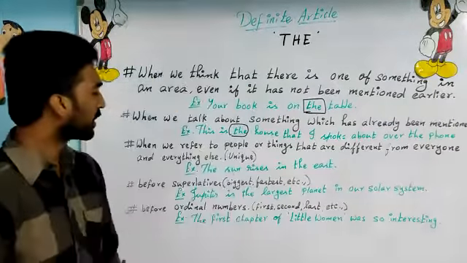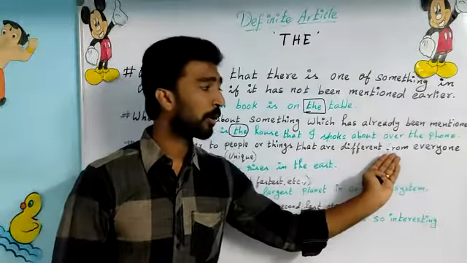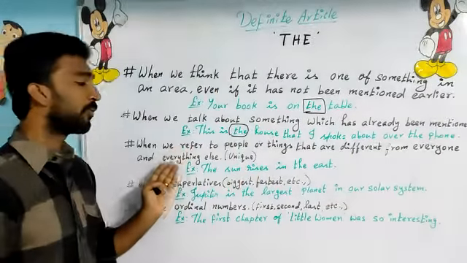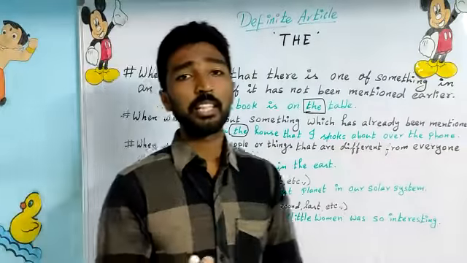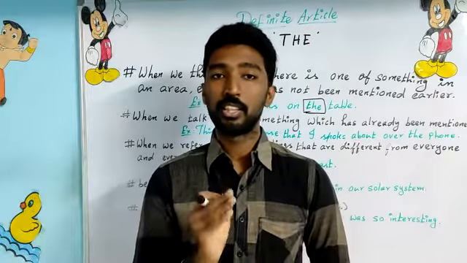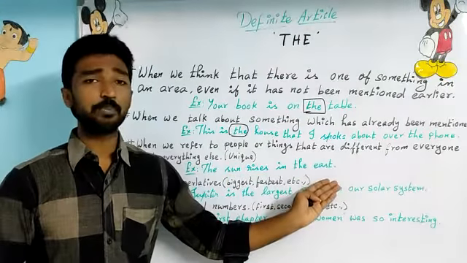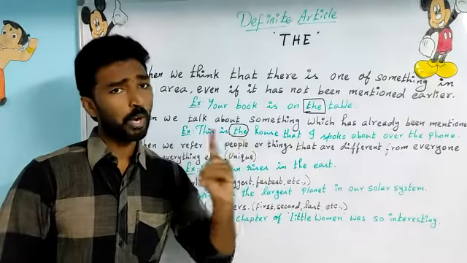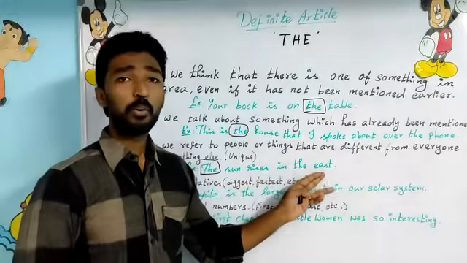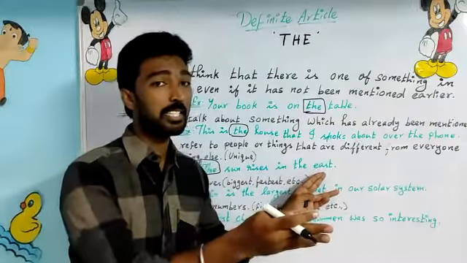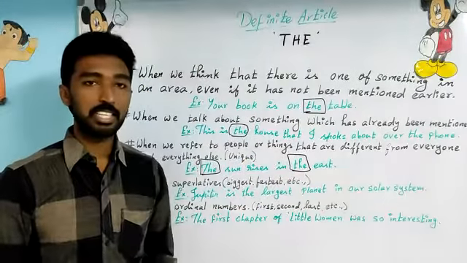And the third rule here is when we refer to people or things that are different from everyone and everything else. Yes, that is a unique one. If there is only one thing in this world, then you can use the definite article. Example: the sun rises in the east. How many suns do we have? Only one. The sun rises in the east. We have only one direction called east. The east. The sun rises in the east.